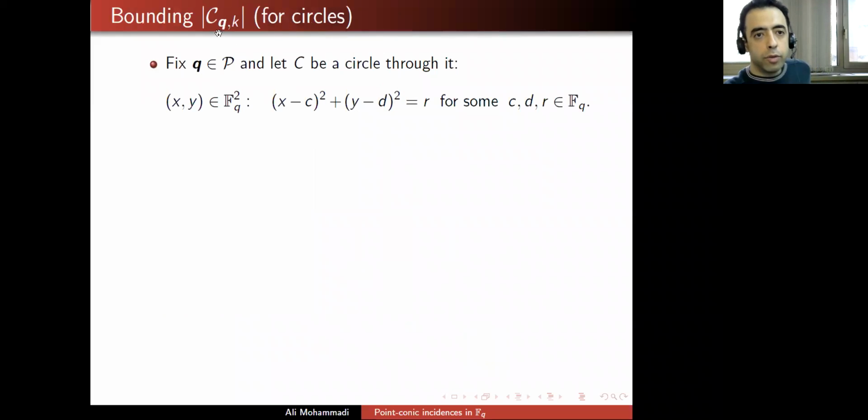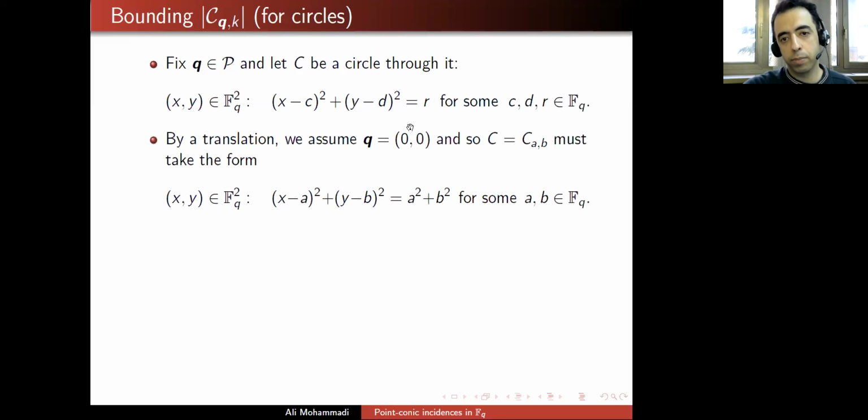Now, how do we bound C_Q^K, the number of K-rich curves that pass through a fixed but arbitrary Q in P? We just see it for circles because there is a lot more interest in circles, and the argument is very similar for other curves. A circle will have such a shape, and let's say Q passes through it. We shift everything so that we assume Q to be the origin. By doing so, we have done nothing to our incidence structure because it's just an affine transformation.